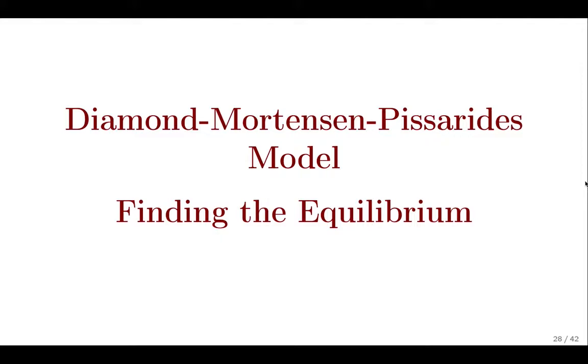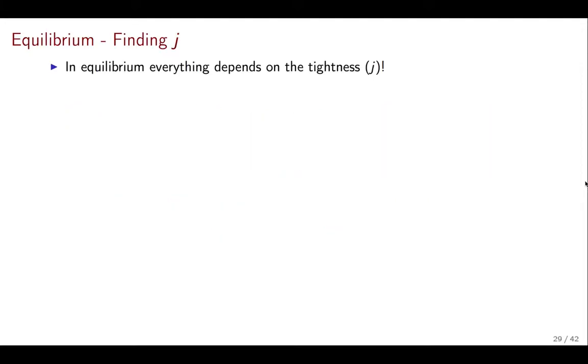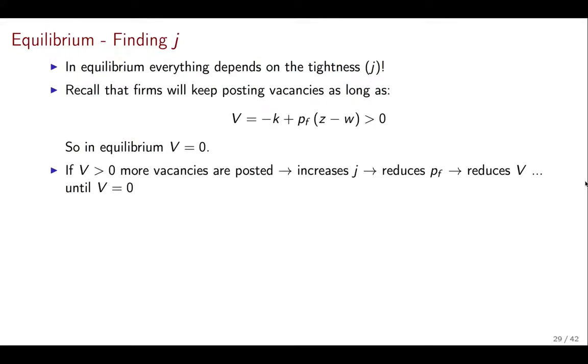In this video, we're going to find the equilibrium of the Diamond-Mortensen-Pissarides model. As we were saying in the previous video, the key to finding this equilibrium is to solve for the labor market tightness. Everything actually depends on the labor market tightness. And we're going to get it from the decision of firms to post vacancies.